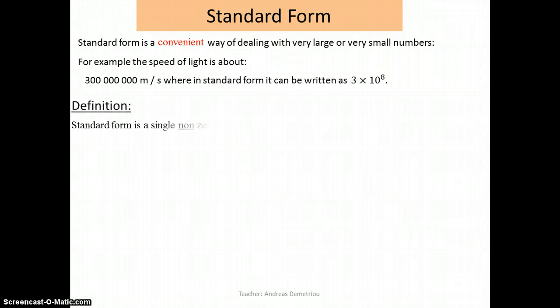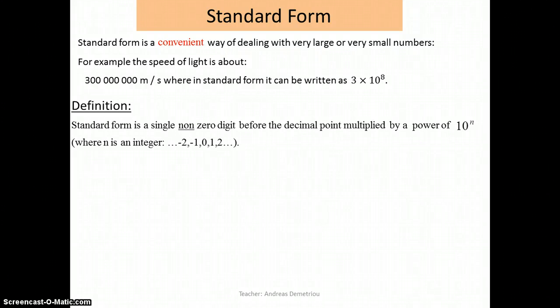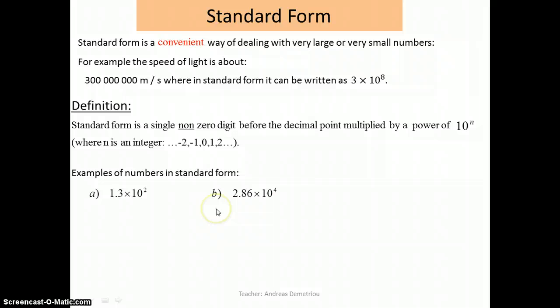The definition of numbers in standard form is that there is a single non-zero digit before the decimal point multiplied by 10 to the power of n. Examples of numbers in standard form: these numbers are in standard form because there is a single non-zero digit before the decimal point times 10 to the power of 2. This number is in standard form because we see a single non-zero digit before the decimal point times 10 to the power of 4. And this number is in standard form because we see a single non-zero digit times 10 to the power of minus 3.